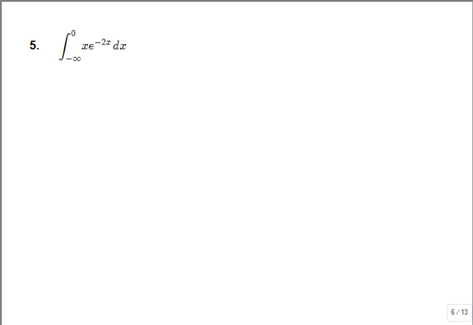Okay, so let's try another example very similar to this. Same bounds, almost the same function, but this time we have an e to the -2x inside of our integrand. So first thing we want to do is change that lower bound and swap it out. So I'm going to change this to the limit as a goes to -infinity of the integral from a to 0 of x e to the -2x dx.